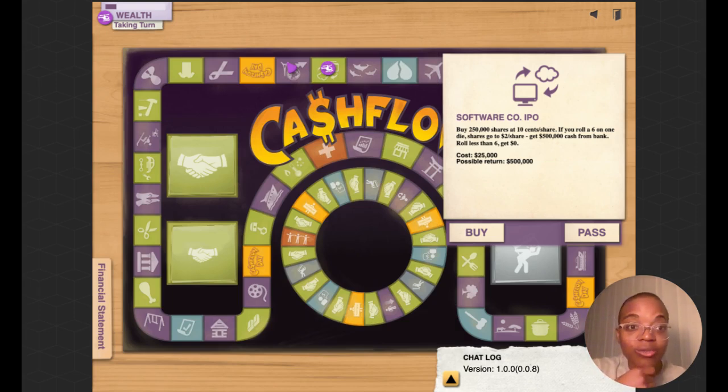Okay, no worries. Software company IPO. Buy 250,000 shares at 10 cents per share, so for $25,000. If you roll a 6 on one die, shares go to $2 per share. Get $50,000 cash from the bank. Roll less than a 6, and I get 0.